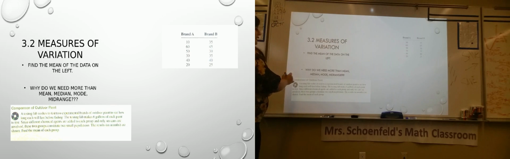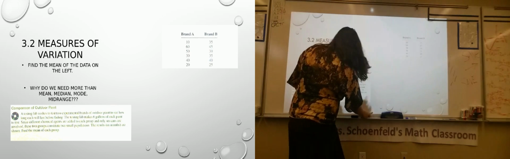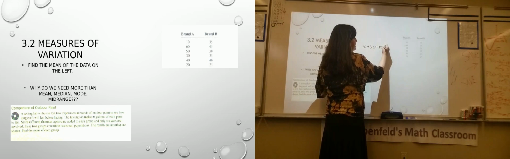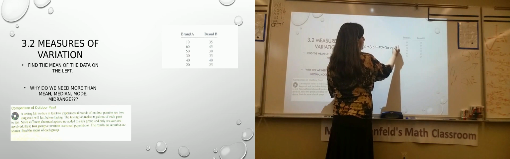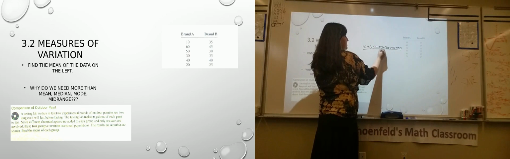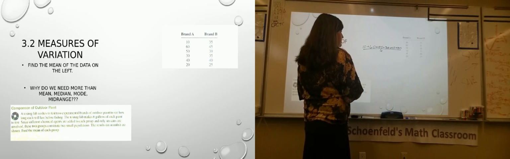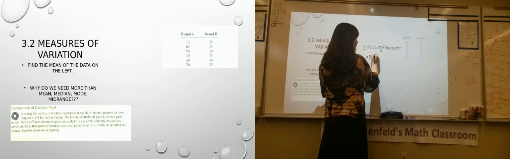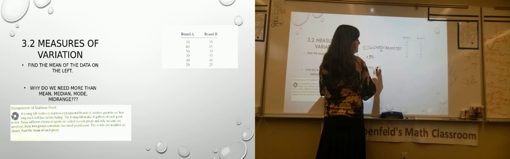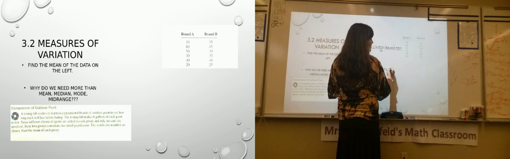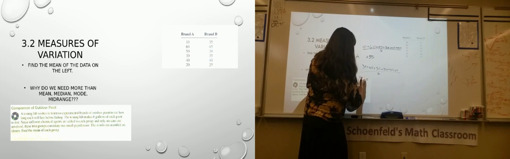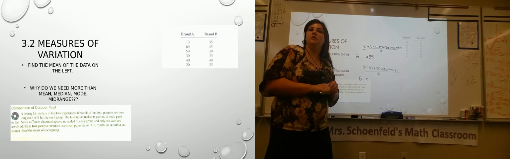Okay, so we're going to find the mean of all that data. So let's find the mean. I have 10 plus 60 plus 50 plus 30 plus 40 plus 20 divided by 6, and that equals 35 for brand A. Then brand B, 35 plus 45 plus 30 plus 35 plus 40 plus 25. What'd you get for that one? It's the same thing.